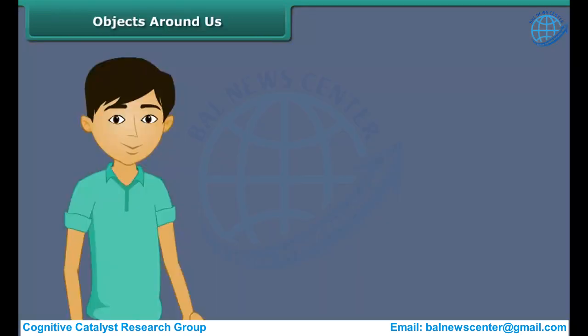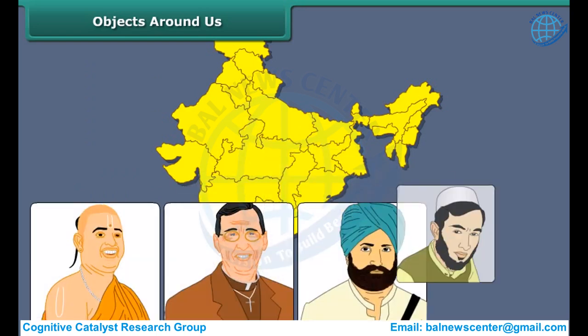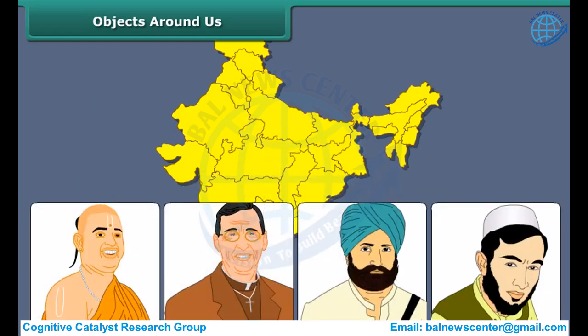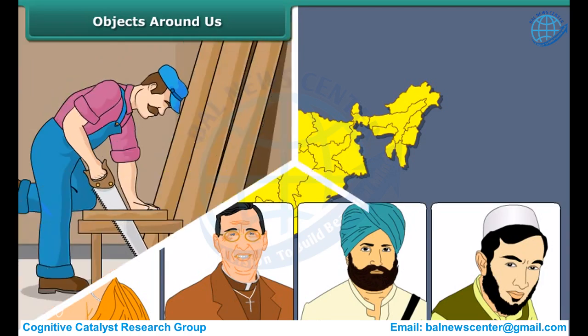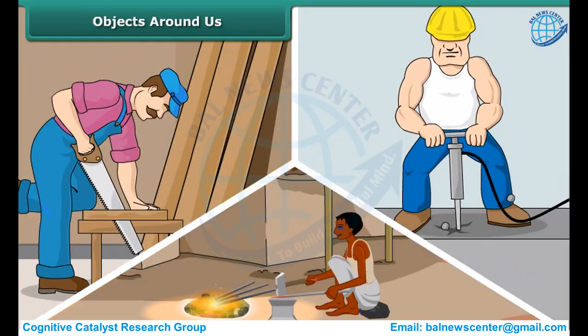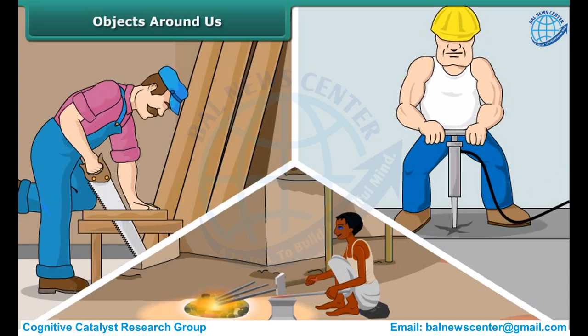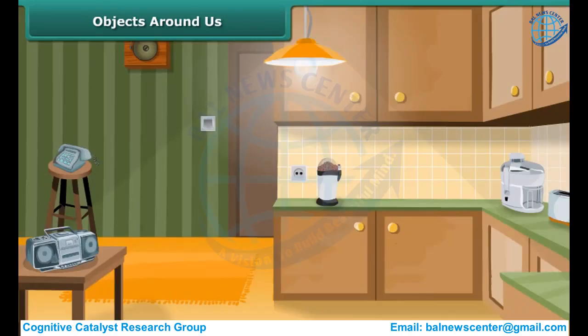Look around yourself. You see people of different regions, speaking different languages, engaged in different professions, eating different food and pursuing different hobbies. That is not all. There is variety in all the goods that we use in our lives.